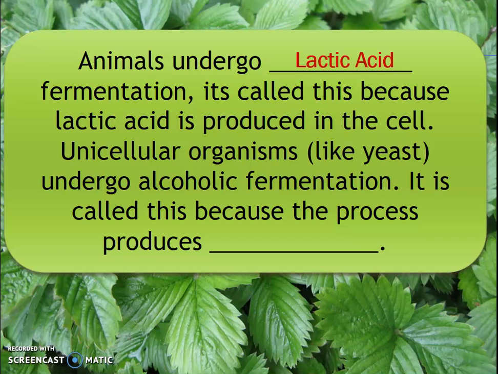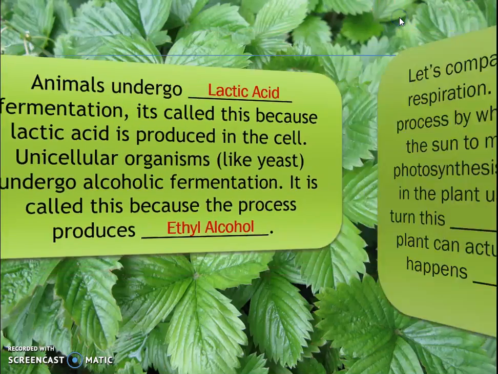Plants and organisms like plants, like yeast or bacteria, will undergo alcoholic fermentation. It's called this because it produces ethyl alcohol. This is the process used to make alcohol, to make bread, to make sauerkraut, to make lots and lots of food substances that we eat.